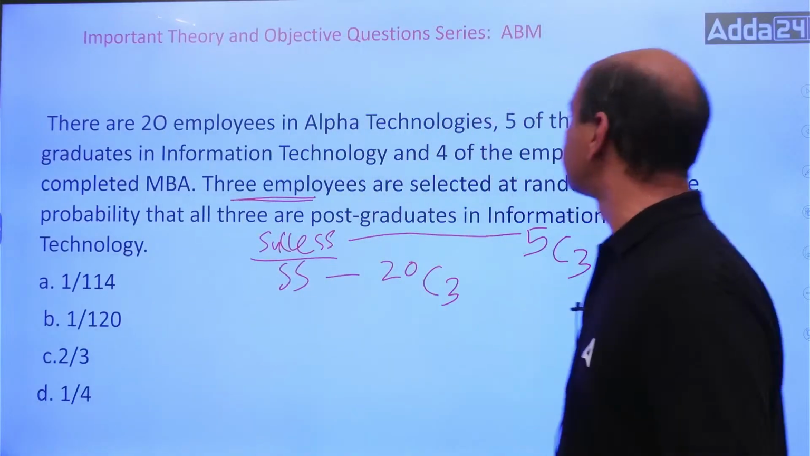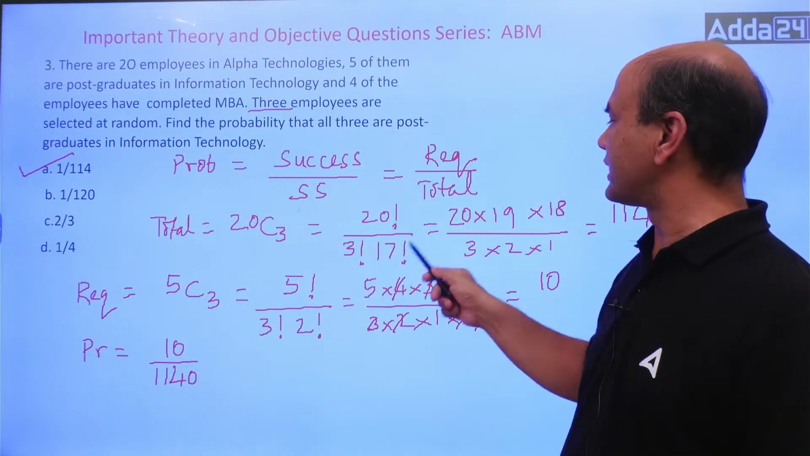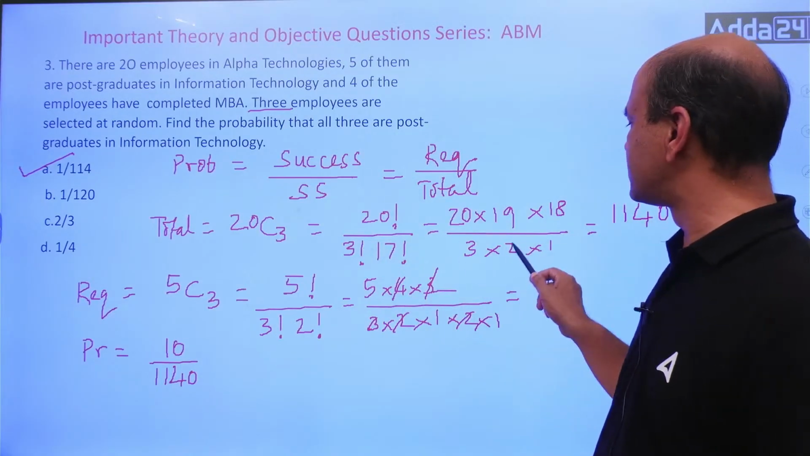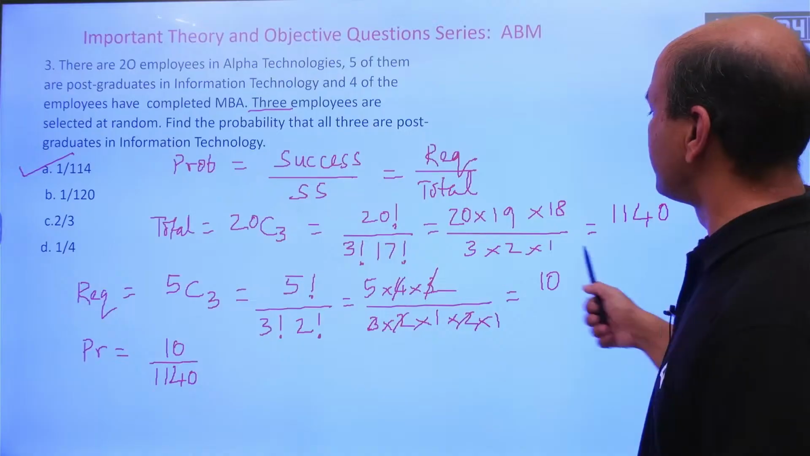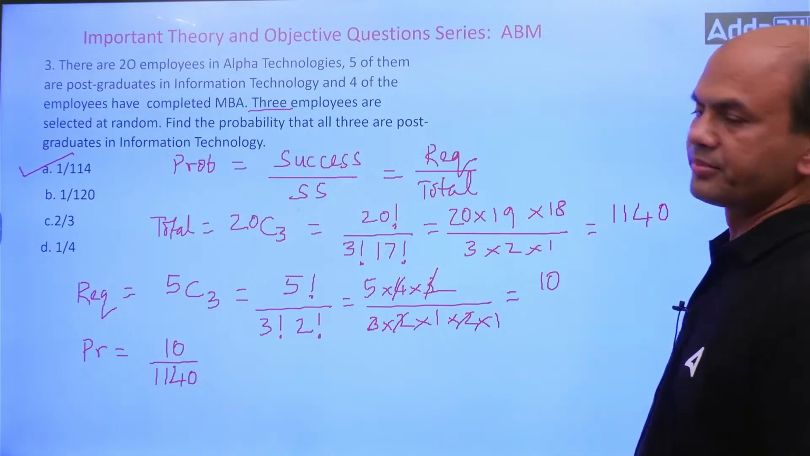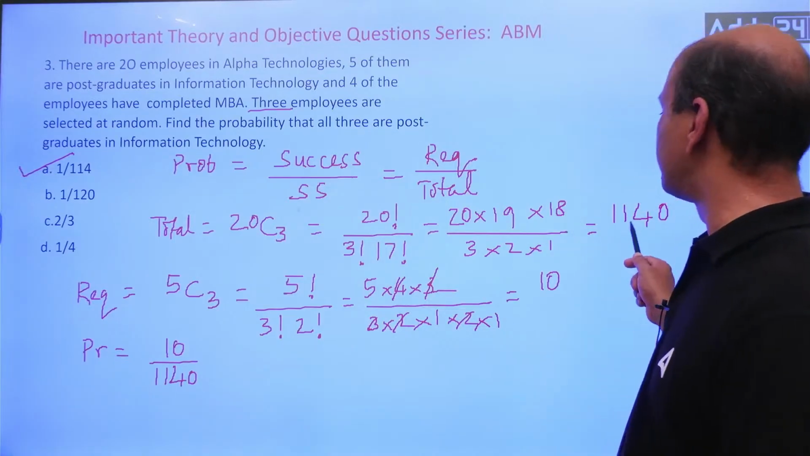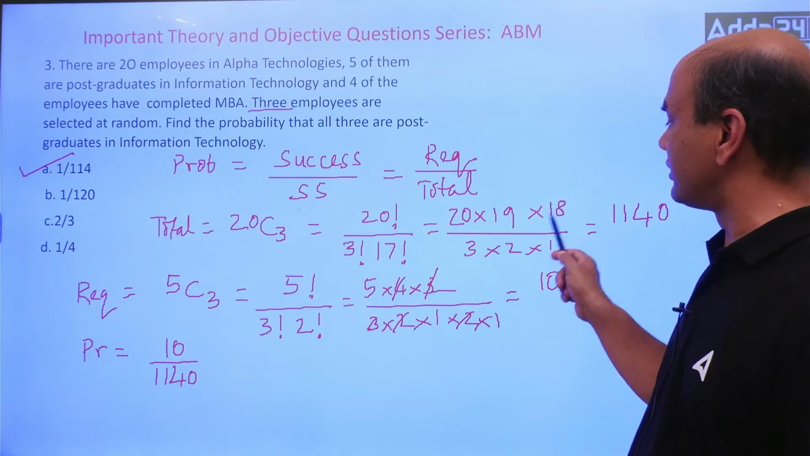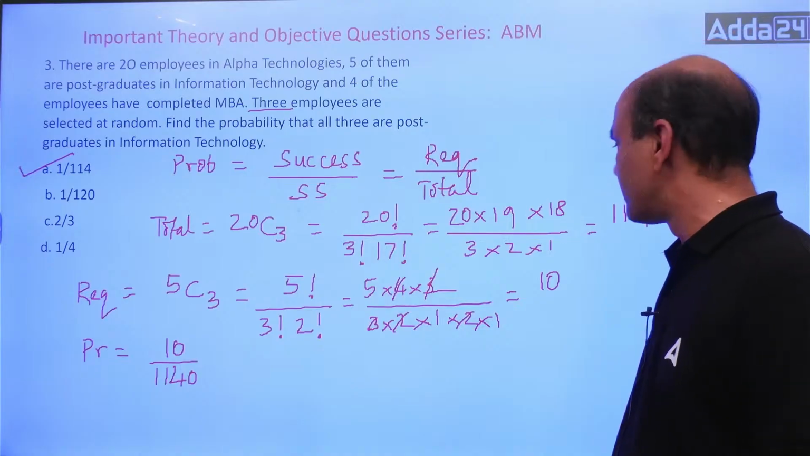So solve it. What are you getting? See this, 20 into 19 into 18 into 17 factorial, so 17 factorial gets cancelled. In the denominator, 3 into 2 into 1. Solve this: 3 sixes are 18. So 20 into 19 into 3. Multiply this, and you'll get 1140. Are you getting it? 1140.